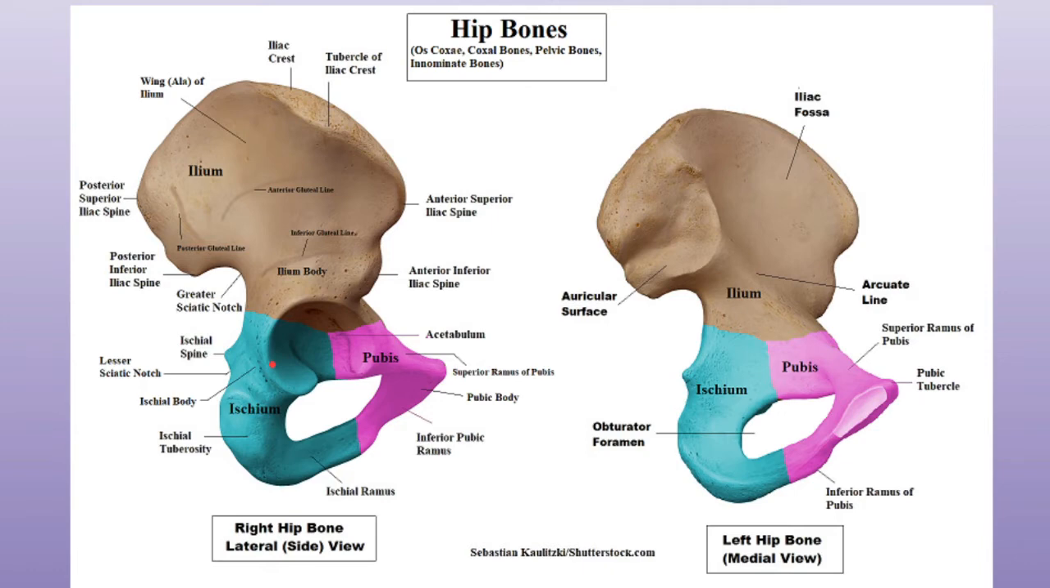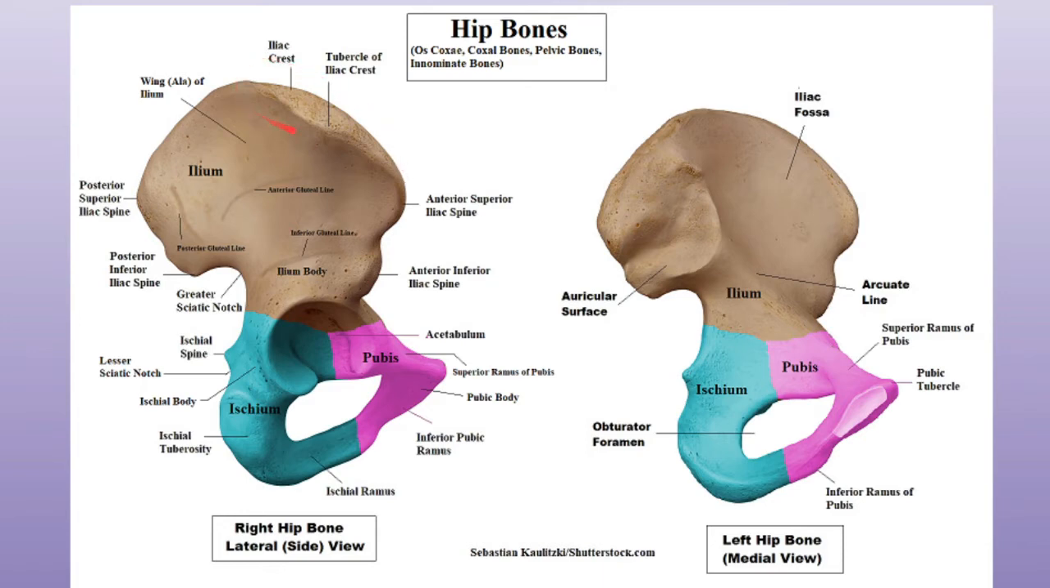Now it has two ends, upper and lower, and three borders, that is the anterior border, posterior border and the medial border. It also has three surfaces. The gluteal surface is basically the outer, lateral surface of this hip bone. Next is the iliac surface. And this portion over here is known as the sacropelvic surface. This part is divided into three parts: the auricular surface, the iliac tuberosity, and the pelvic surface.